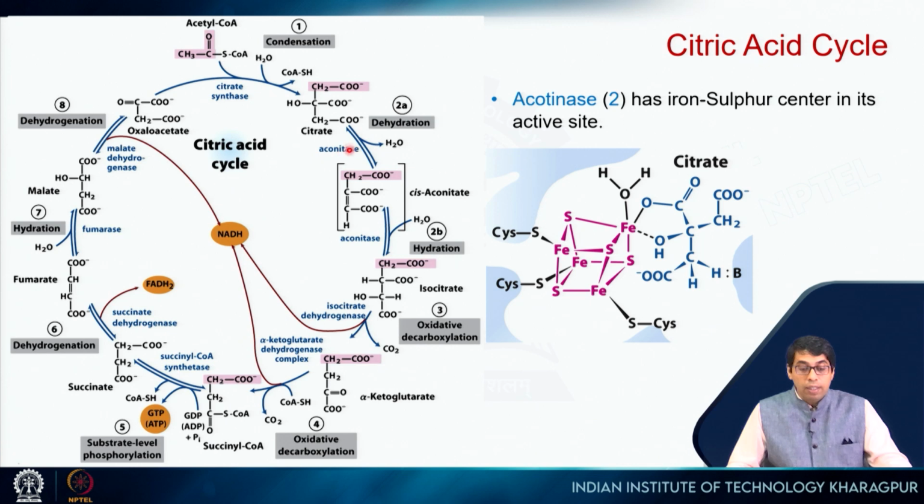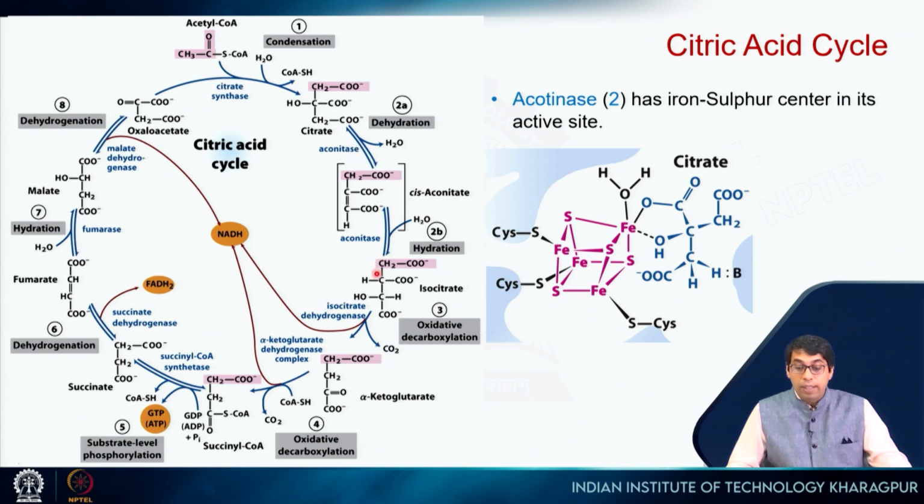Now, aconitase converts citrate to isocitrate via an intermediate which is called cis-aconitate. So, you see that a water molecule is taken up. So, water molecule goes out here. So, this OH and H from here goes out. So, it forms this double bond. Now, water molecule is added, but now OH is added here and H is added here. So, this becomes isocitrate.